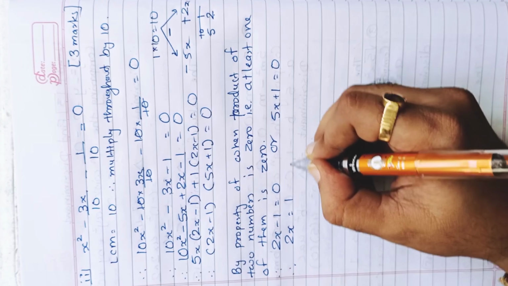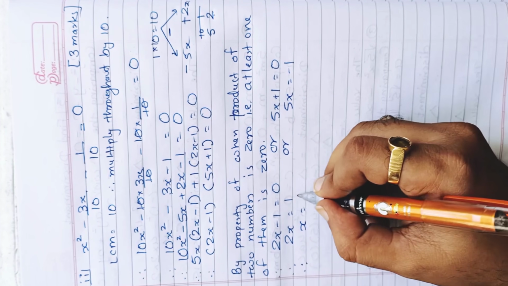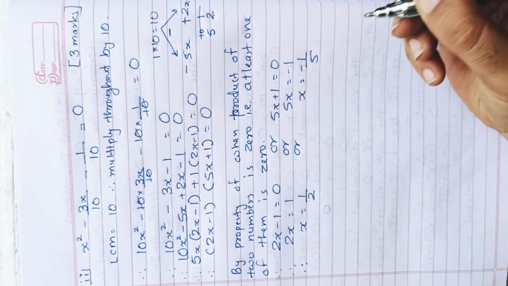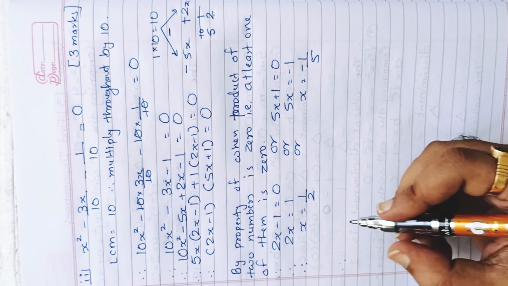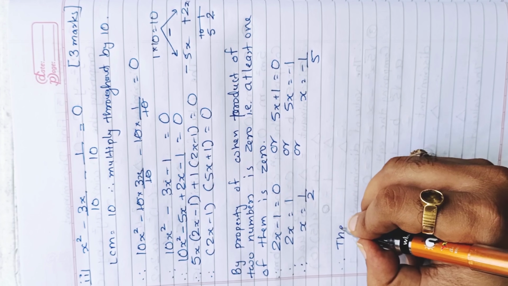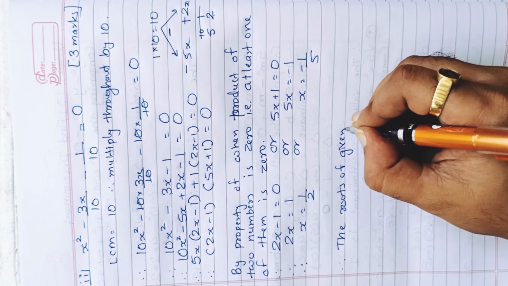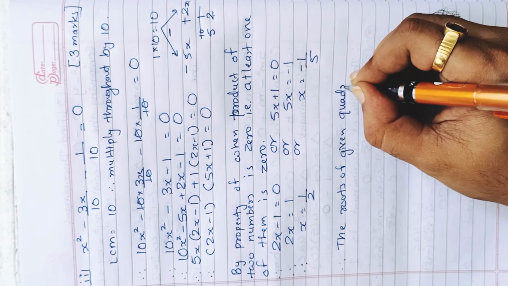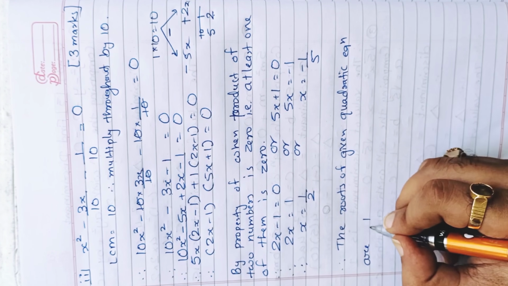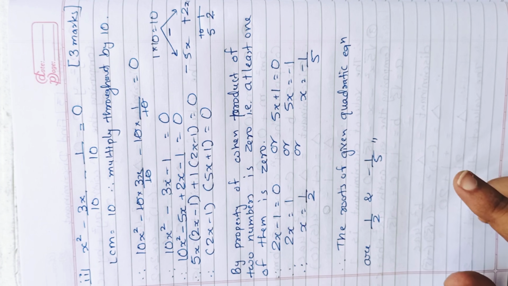Therefore 2x equal to 1 or 5x equal to minus 1. So x equal to 1 by 2 or x equal to minus 1 by 5. Therefore, now what we need to find? The answers. The roots of given quadratic equation are half and minus 1 by 5. Hope you got this sum.